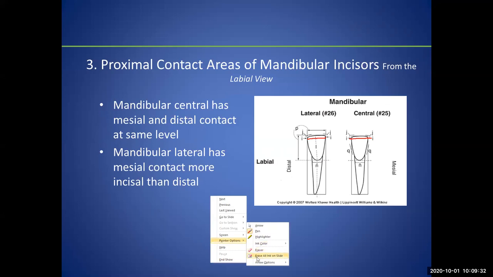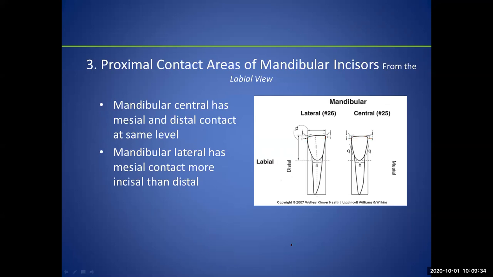You said the mandibular lateral has mesial contact more incisal than distal. Wait, I think I get that. This is the symmetrical tooth, so the mesial and distal are the same. On the lateral, you can see that the incisal edge goes down just a little bit. That distal incisal is more rounded. The mesial incisal is more angled. Right, I got it. Thank you. Okay.